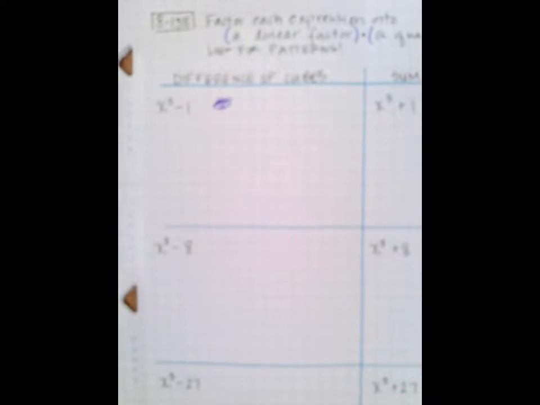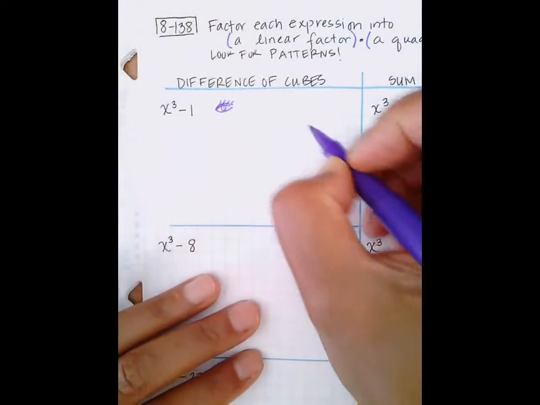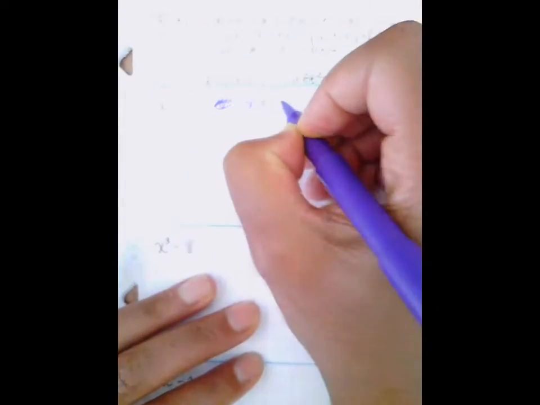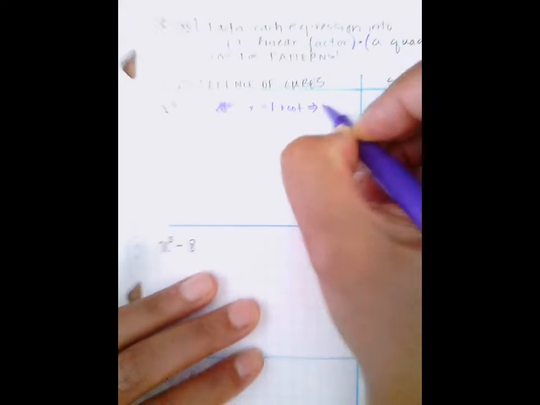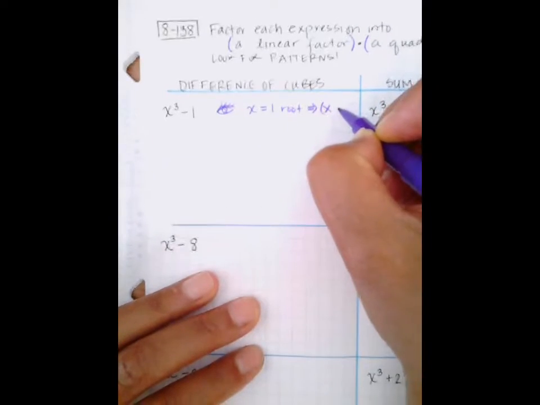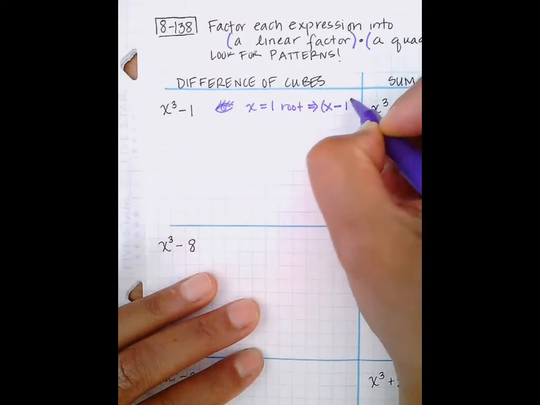So if x equals 1 is a root, what is the corresponding linear factor? So again, we know that x equals 1 is a root. That would imply that the linear factor that this is divisible by would be x minus 1.